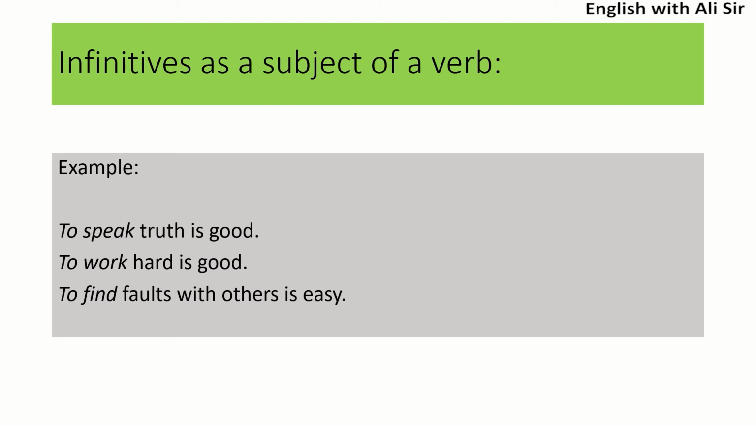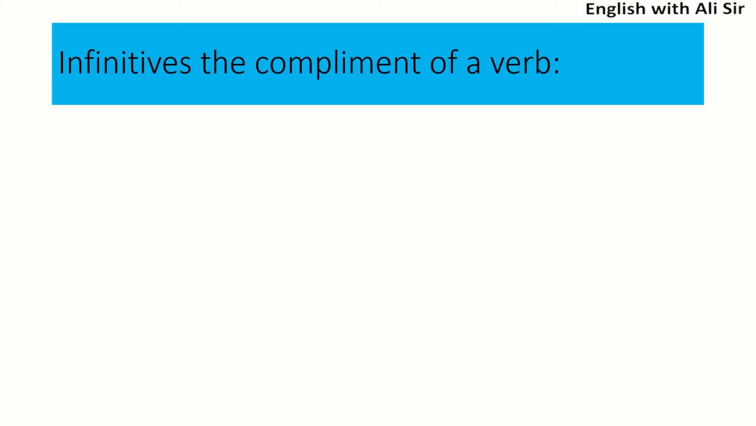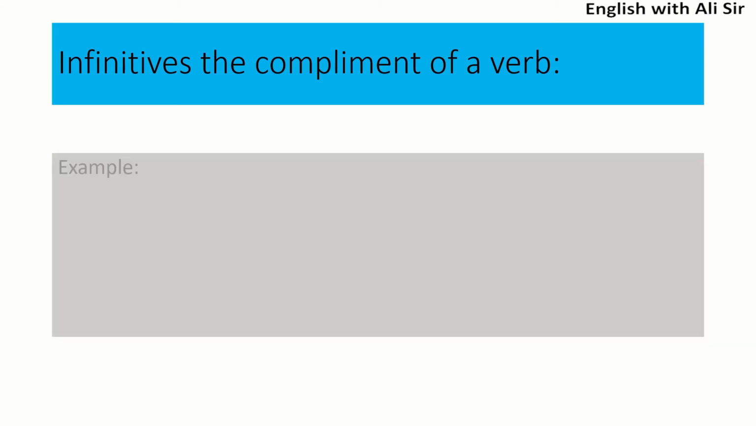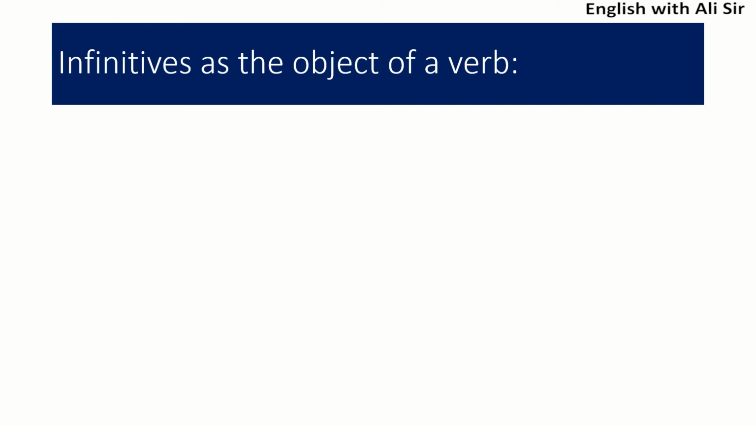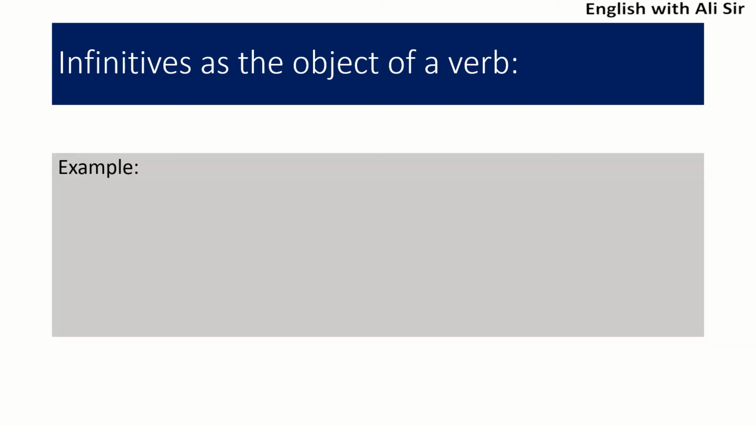Next usage can be as the complement of a verb. Example: his aim is to make a lot of money. Your ambition is to become a writer. So here it is about complement of a verb. Next usage can be the infinitive used as object of a verb. For example, Ali wants to help others. She likes to dance.